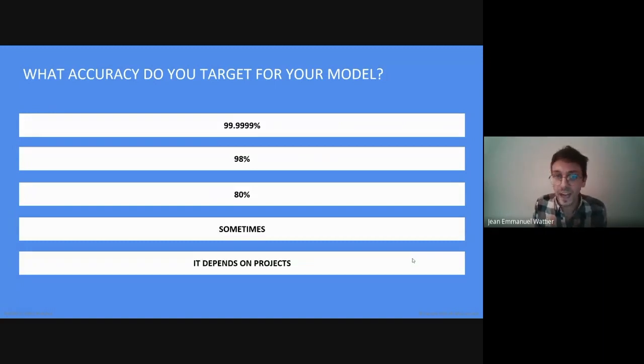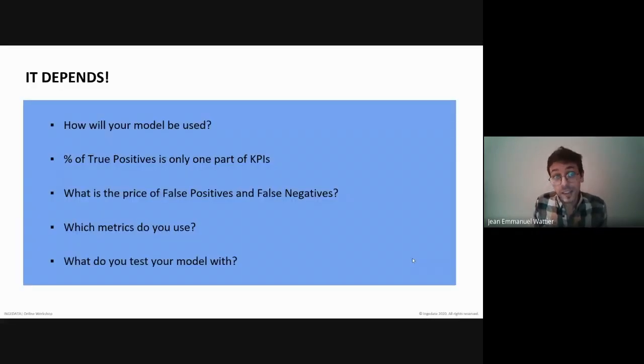And most of the time, the answer to this question is: it depends. It depends on the project. Why does it depend? Because it depends on the way you will be using your model. Do you want your model to work in a fully autonomous way? In this case, there is no supervision at all once the model is deployed, and an error might be more critical. Or are you going to have someone just check some recommendations and then make decisions by themselves? The criticality is not the same. True positives, which are obviously the most important target, are actually only one part of the KPIs. What do you do if your model detects something and it's actually wrong? What is the price of a false positive, and what is the price of a false negative? This is a very important point.